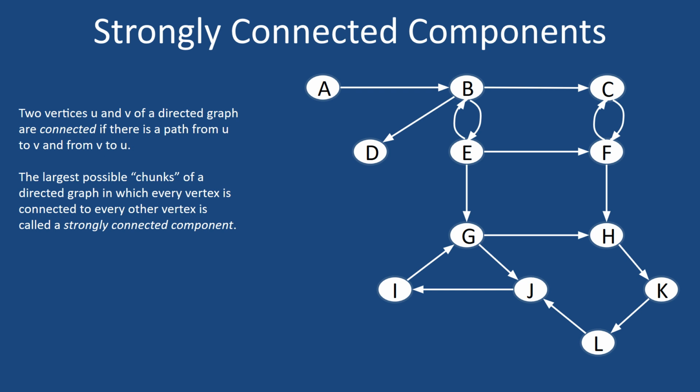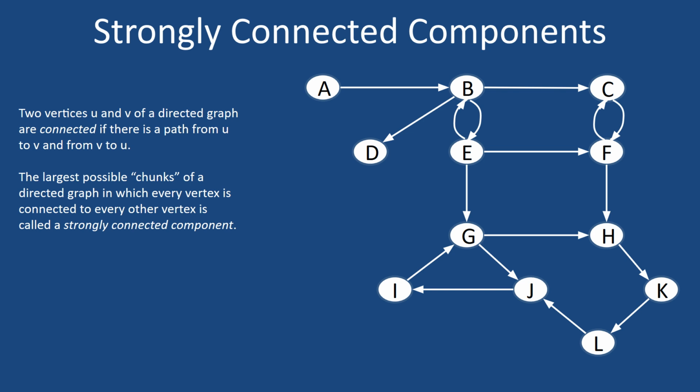So the algorithm we're going to look at is going to divide this graph, or divide a graph in general, a directed graph, into as few chunks as possible, where each chunk is strongly connected, meaning every pair of vertices, every vertex is reachable from every other vertex. So what's the fewest number of chunks you could divide this graph into that have that property? Look at D, for example.